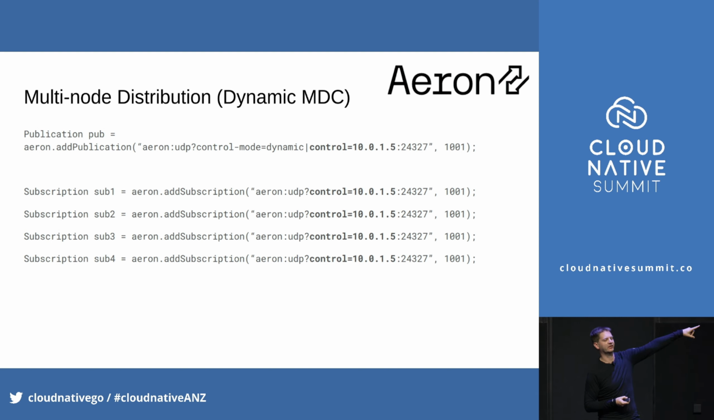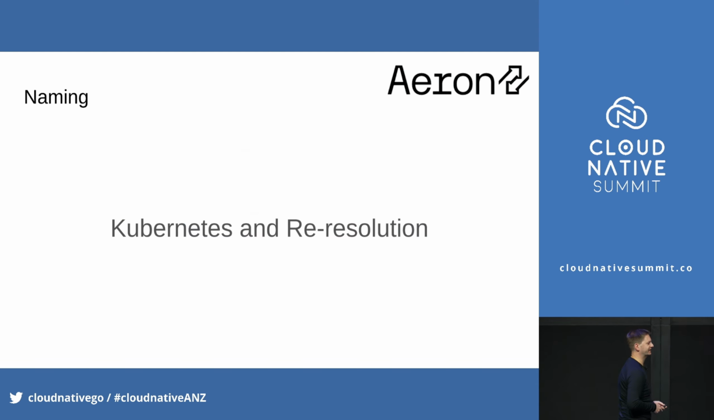And you notice it's exactly the same. So the publication is listening on that address, and as the new subscriptions come in, it adds them to the group. So that's the multi-node distribution story. Let's move on to naming.